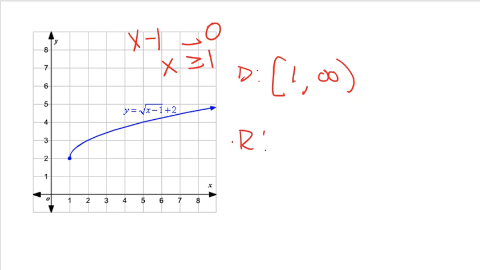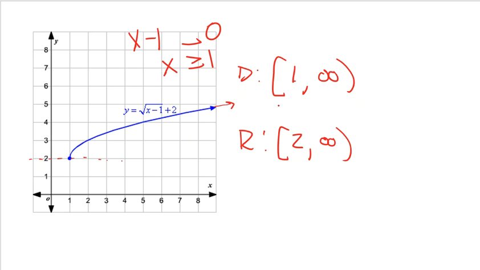Now, the range is the y values, so I think down to up, right? So the range doesn't start until a y value of 2, and it looks like it's going to go on forever. Remember, not only is this arrow going to the right, it's also going up, so that means the range goes up forever. So that's it.